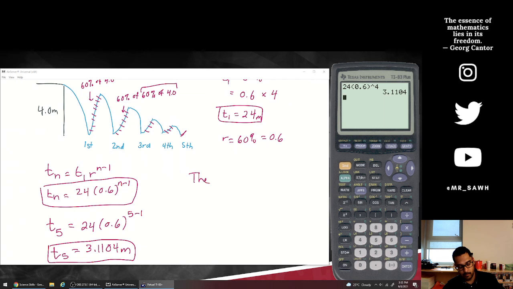So the ball reaches a height of 3.1104 meters after the fifth bounce.